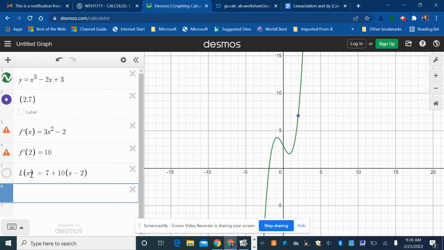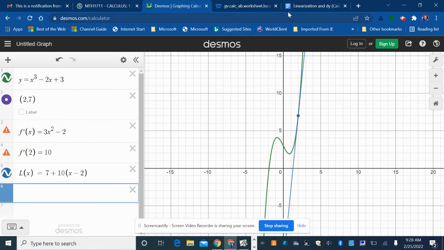So remember, L of x is f of a, which is our 7, plus f prime of a, which is 10, times x minus 2. And that's just an equation of a line. Now, right now it's not showing up, but if I just click it like this, here now you can see the equation of the line and it hits right at that point.